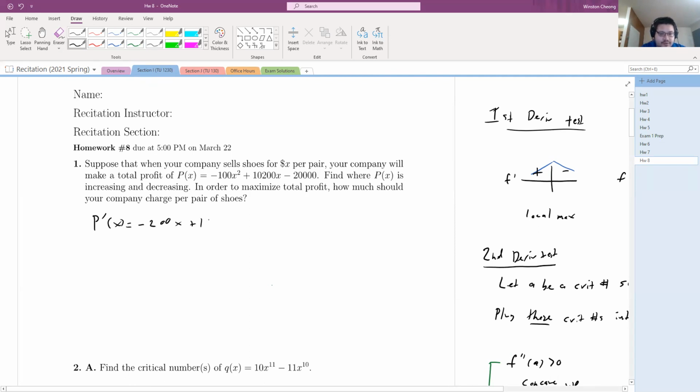200x plus 10200x. Oh, no, no x. Doesn't let me erase. That's weird. Okay.